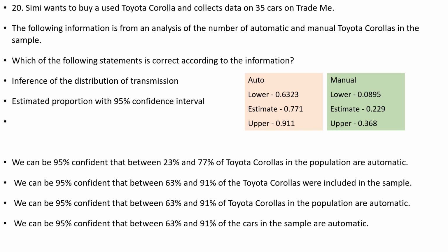Okay, so which of the following statements is correct? Pause the recording. Do it and then continue. We can be 95% confident that between 63% and 91% of Toyota Corollas in the population are automatic.